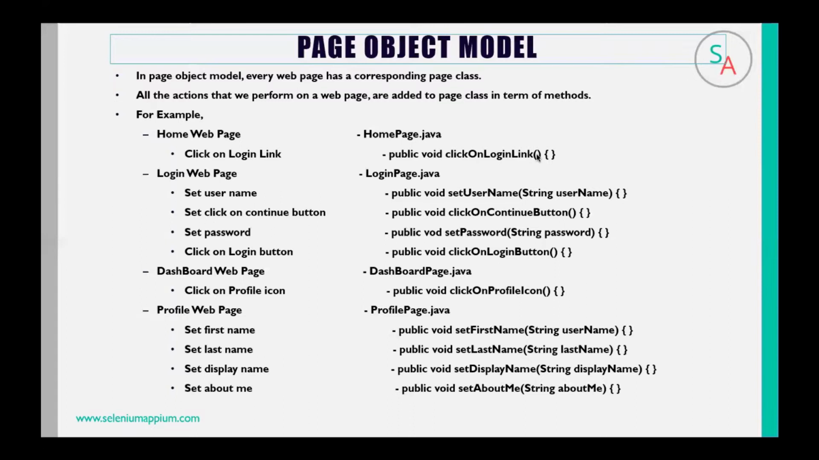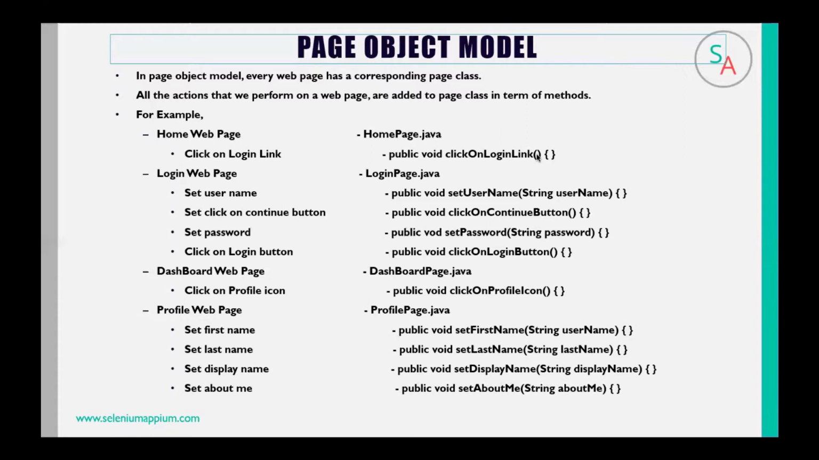And in the login web page, you should have a corresponding page class, that is loginpage.java. Whatever the actions that you are performing on the login web page, you should have the corresponding action methods in the loginpage.java, such as public void set username, public void click on continue button, public void set password, public void click on login button. And all these methods have to be implemented with the code.